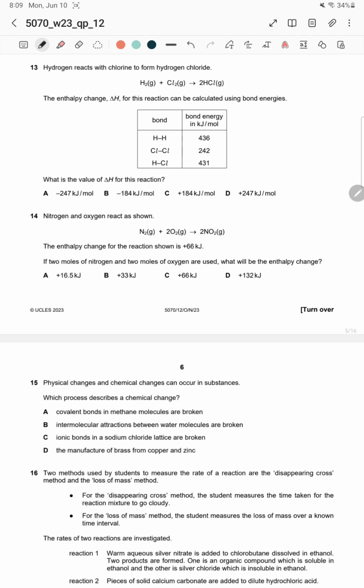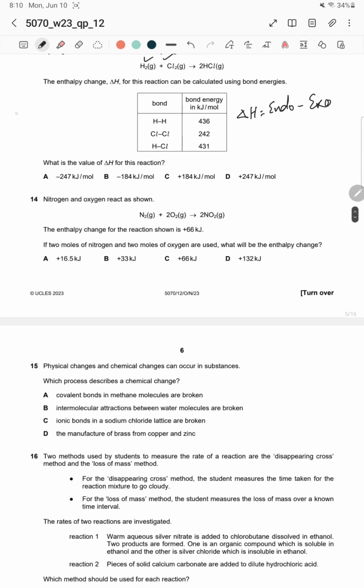Hydrogen reacts with chlorine to form hydrogen chloride. The enthalpy change for each reaction is given. What is the value for delta H? Very easy. You know the formula for delta H is endo minus exo. Bond breaking is endo, bond making is exo. So firstly calculate the values for bond breaking, those are endo. There is 1 H2, so it will be 1 into 436 plus 1 chlorine, 1 into 242. So see what is the answer that you will get for endo.